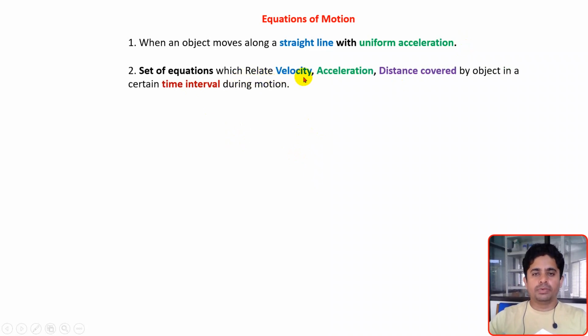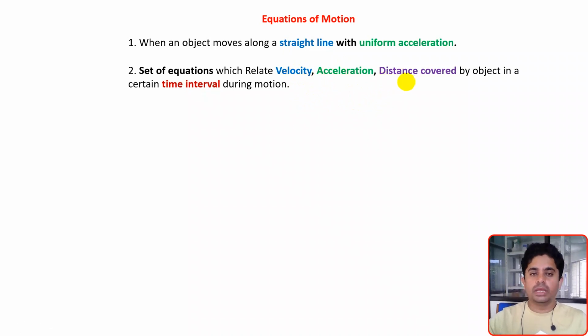The set of equations which relate velocity, acceleration, and distance covered by the object in a certain time interval during the motion. During that uniformly accelerated motion, the object will travel some distance, it will have some velocity, and it will move with some acceleration. These are three equations, that's why we call it a set of equations. So this set of equations interlinks the terms velocity, acceleration, and distance. These velocity, acceleration, and distance are interconnected by these equations.